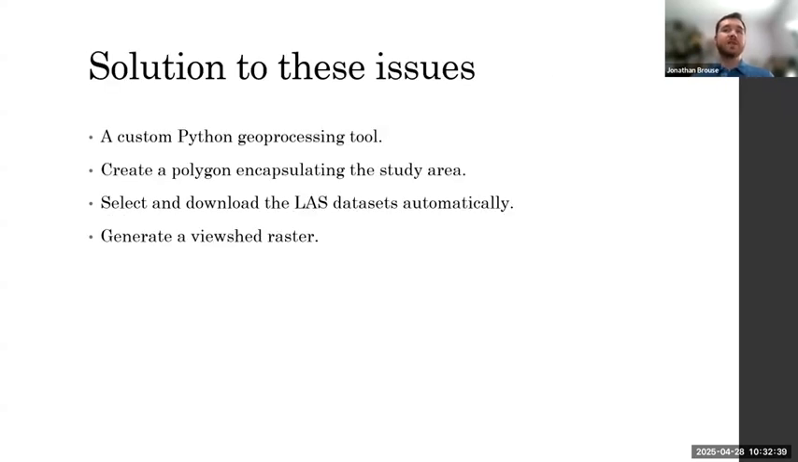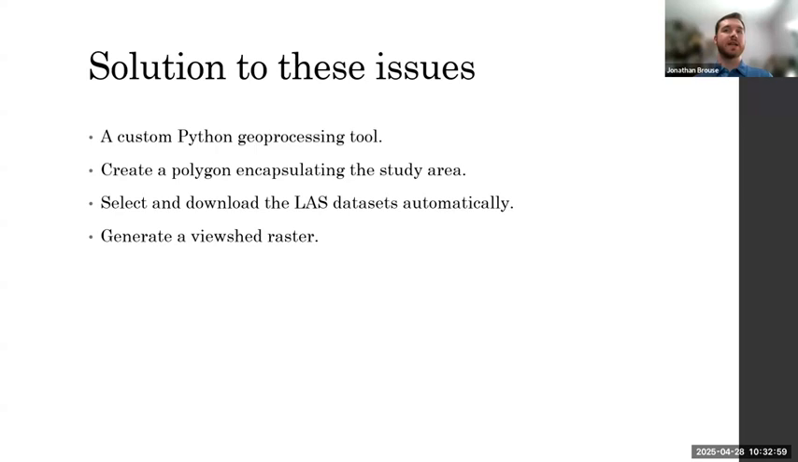So how can these issues be solved? By using a custom Python geoprocessing tool to automate the majority of the workflow. For this tool to work, it needs to create a polygon encapsulating the study area, select and download the LAS datasets automatically using that polygon, and then generate a viewshed raster from those LAS datasets.